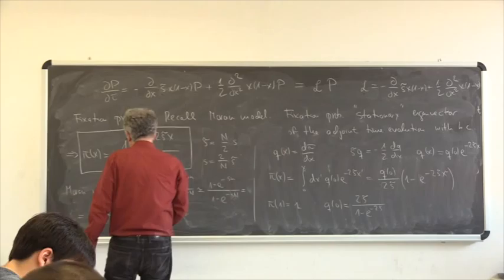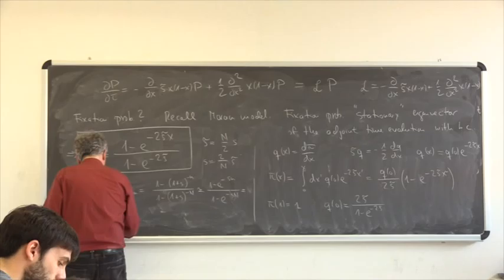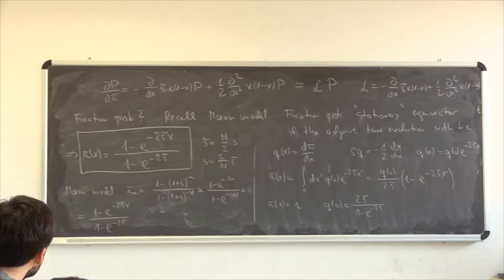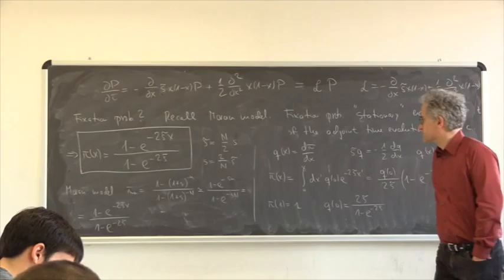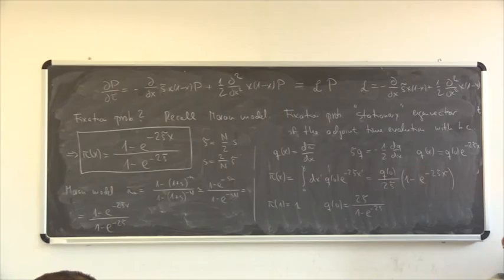And also, so this is okay, right? So this comes out correctly. So the continuum limit that we did on the level of the equation also works out for the fixation probability.